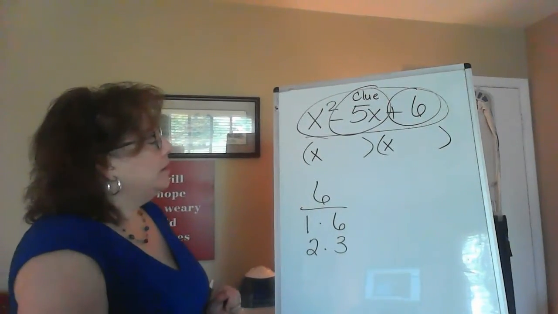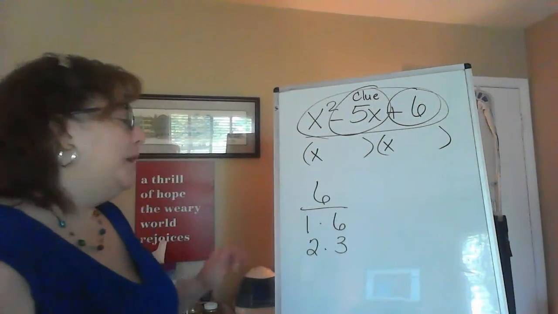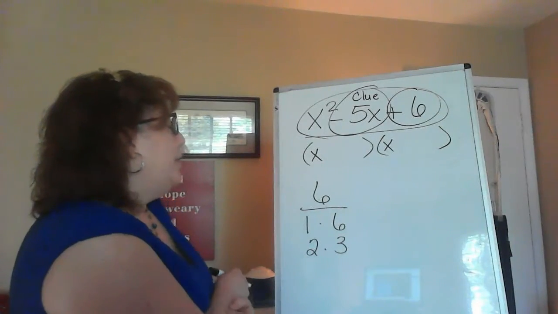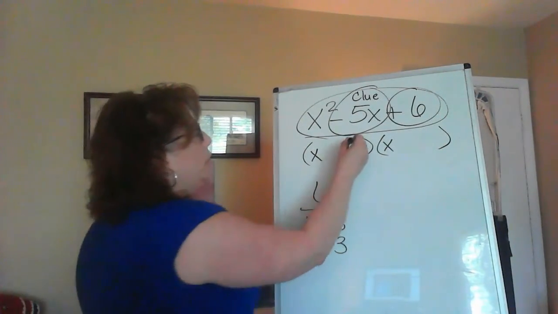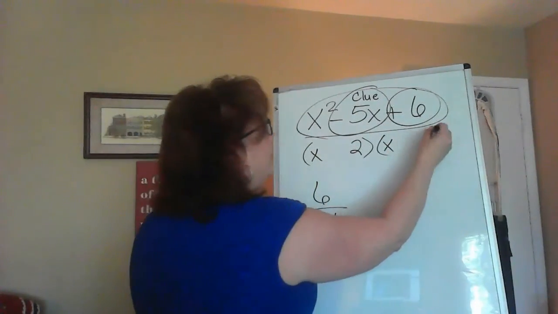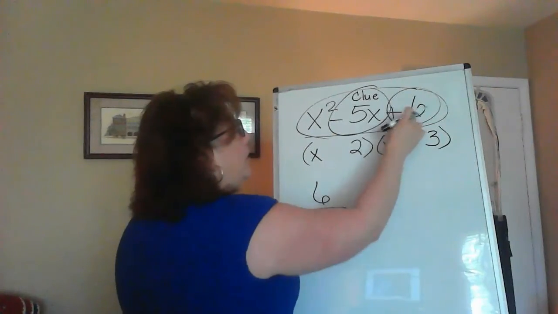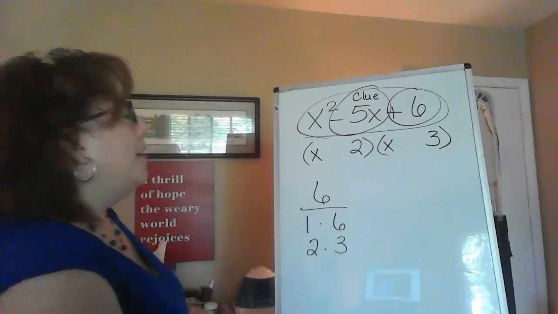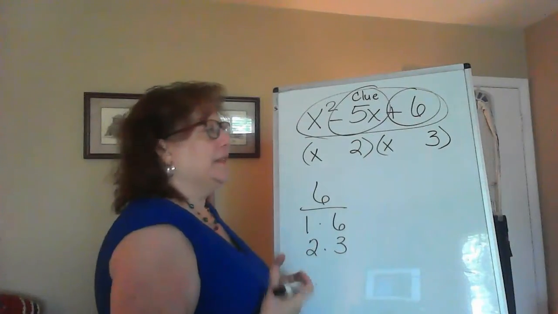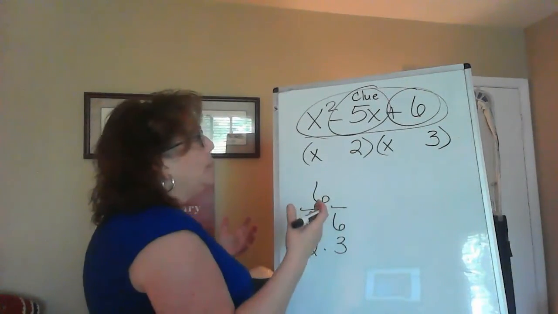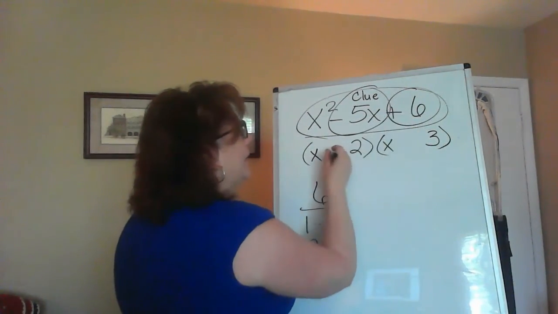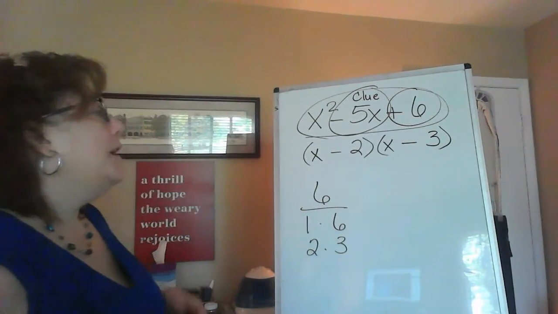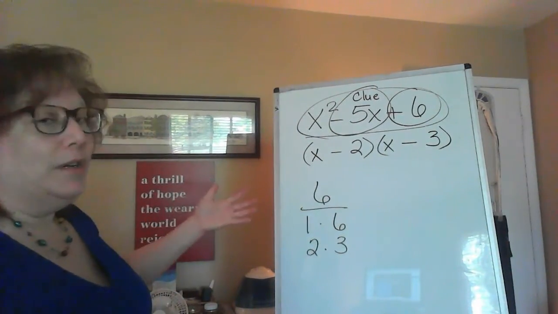One of them may work, one of them may not if I put it in. But I'm going to put in the 2 and the 3, because I know that I can get it to come up to 6. Now, I'm also going to play with the signs. So in order to get a positive here, I've got to have 2 negatives. And so it might work, it might not.